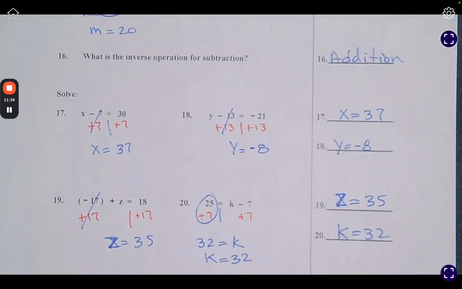That's one-step equations. Come on back and look at two-step equations and see how that goes for you, right? And we're going to keep going with these for a while. So equations are important. They're never going to go away in math.